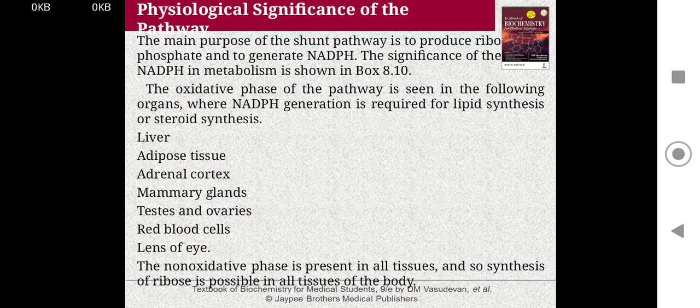The oxidative phase of the pathway is seen in the following organs where NADPH generation is required for lipid synthesis, steroid synthesis: liver, adipose tissue, adrenal cortex, mammary glands, testes, ovaries, RBC and lens of the eye. The non-oxidative phase is present in all tissues, so synthesis of ribose is possible in all tissues of the body.